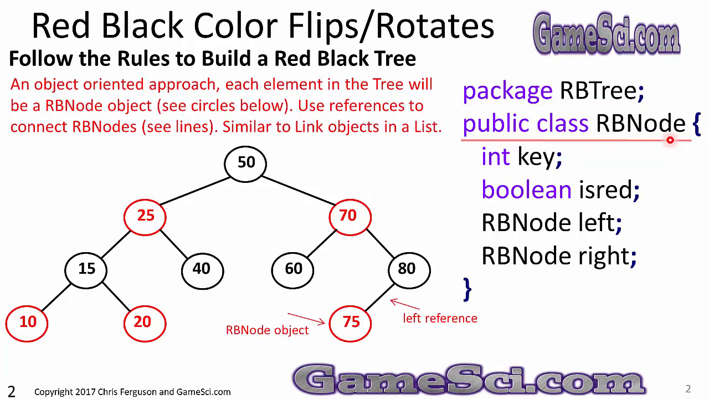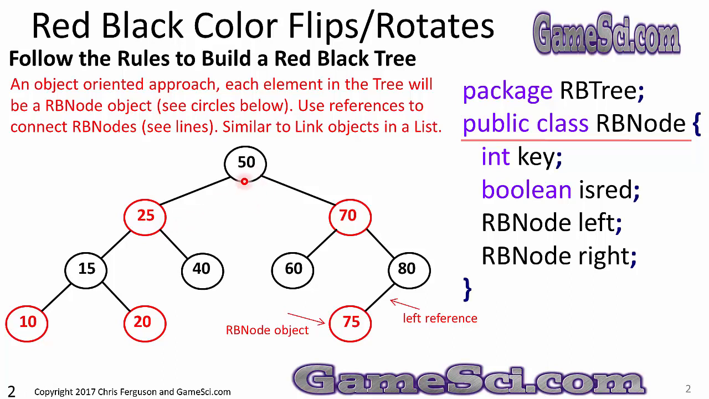Public class RB node. This is an object-oriented approach. Each element in the tree will be an RB node object. Everything in a circle is an RB node object. We'll then use references to connect the RB nodes. Those are the lines. Each of the lines between these nodes is a reference to another RB node object. Use references to connect the nodes, similar to the link objects in a linked list. Basically, we're going to implement this as a double-headed linked list.